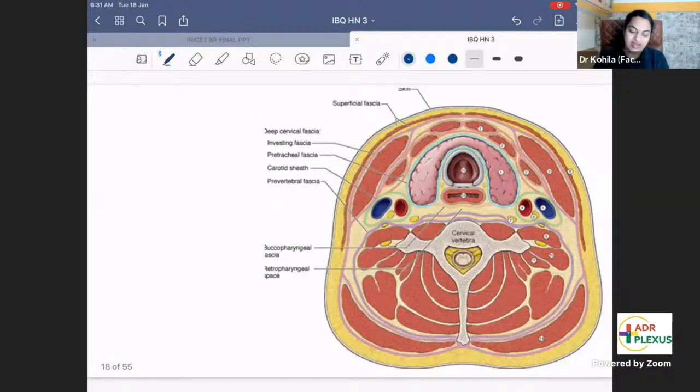The same thing but with colors, okay? Recurrent laryngeal, vagus, cervical part of the sympathetic. Now you can tell me phrenic nerve, right? Scalenus anterior, phrenic nerve is here. Ventral rami of the spinal nerve, dorsal scapular nerve, spinal accessory.